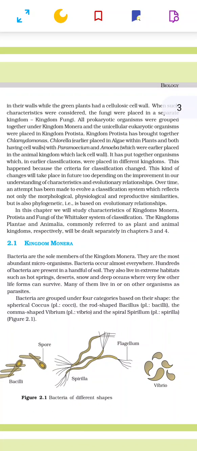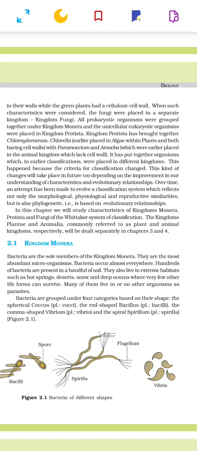2.1 Kingdom Monera. Bacteria are the sole members of the kingdom Monera. They are the most abundant microorganisms. Bacteria occur almost everywhere. Hundreds of bacteria are present in a handful of soil. They also live in extreme habitats such as hot springs, deserts, snow and deep oceans where very few other life forms can survive. Many of them live in or on other organisms as parasites.